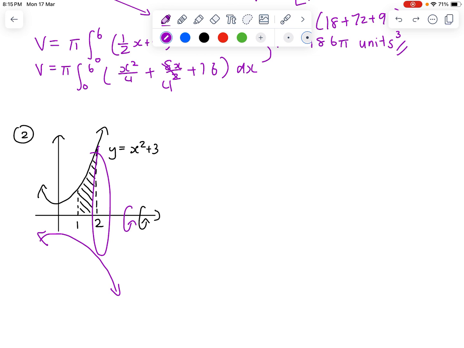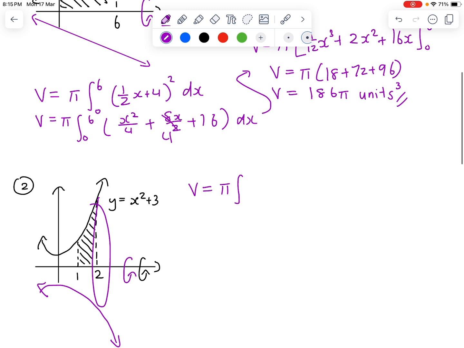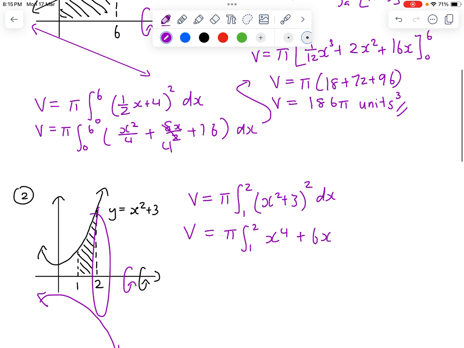Now what we want to do is find the volume of revolution. Remember, it's pi times the integral, and what is our boundary? It's 1 to 2. And our function is x squared plus 3, and remember, we have to square the whole thing. Let's simplify that. I'm sure by now you get the hang of it. Again, you want to expand it. If I expand this function, I get x to the fourth plus 6x squared plus 9. And then I can integrate it.